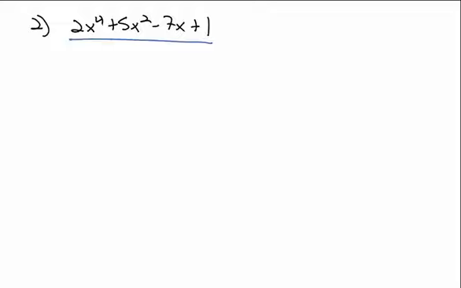Let's try another one. Let's try 2x to the 4th plus 5x squared minus 7x plus 1. And we're going to divide it by x plus 2. To set it up, we find the 0. x plus 2 equals 0, so x equals negative 2. That's who's going in the corner.